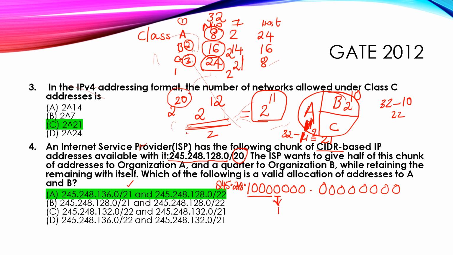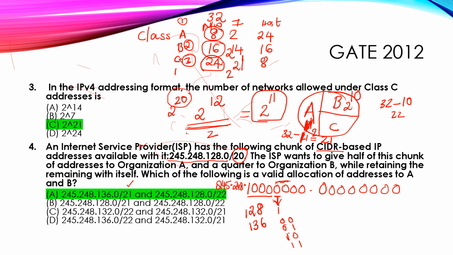This bit can be either 0 or 1. Okay, this is about class A. If it is 0, this address will be 128. If it is 1, this will be 136. For class B, the mask is 22. That means 20 bits are used for the ISP address, and the remaining 2 bits can be either 00, or 01, or 10, or 11. These are the possible values for these two bits.